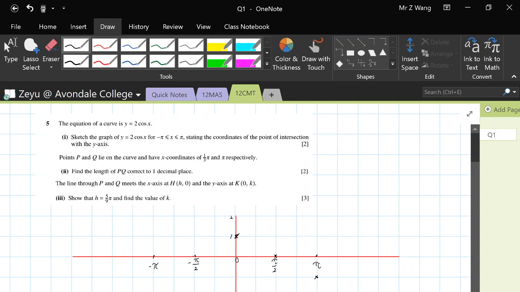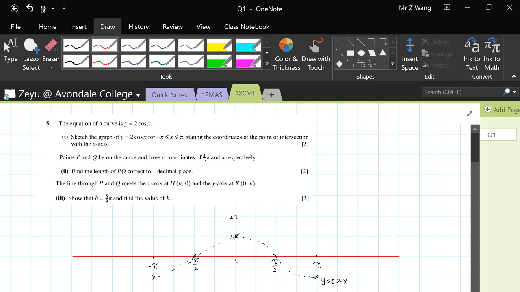Right? So we know the cos graph looks like this. If this is the cos graph, then let me label this. This is y equals cosine x. But we need to plot y equals 2 cos x. So you need a little bit of transformation knowledge, which means every point you need to vertically stretch by a factor of 2.